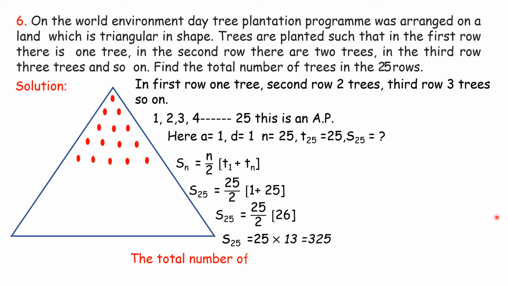Write down the answer. The total number of trees in the 25 rows is equal to 325 trees. Here we complete practice set 3.4. Thank you.